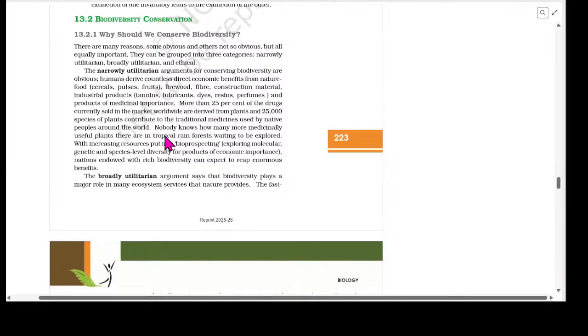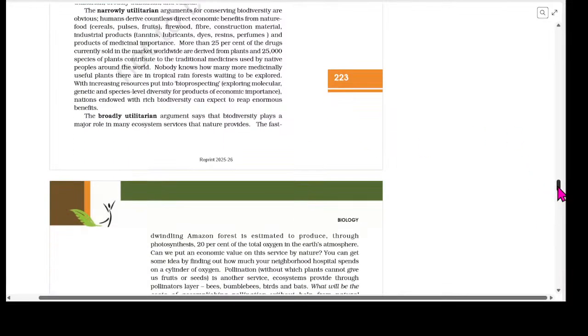Nobody knows how many more medicinally useful plants there are in tropical rainforests waiting to be explored. With increased resources put into bioprospecting, exploring molecular, genetic, and species level diversity for products of economic importance, nations endowed with rich biodiversity can expect to reap enormous benefits.